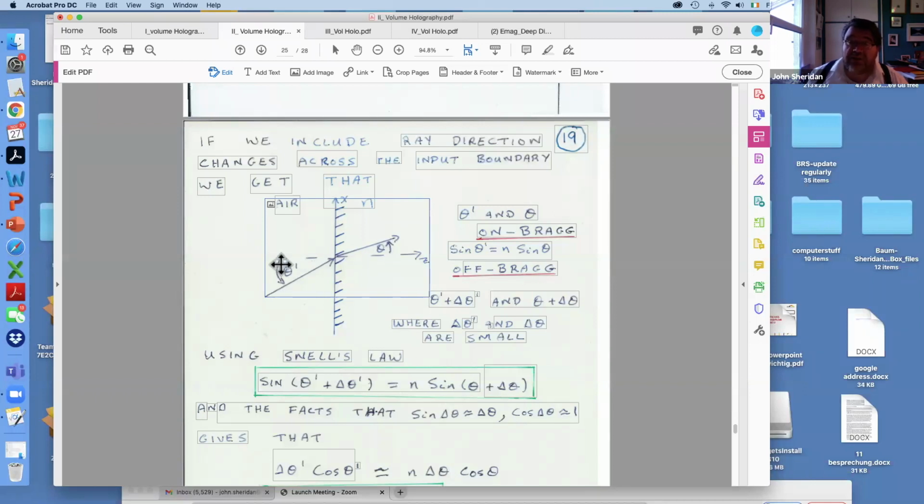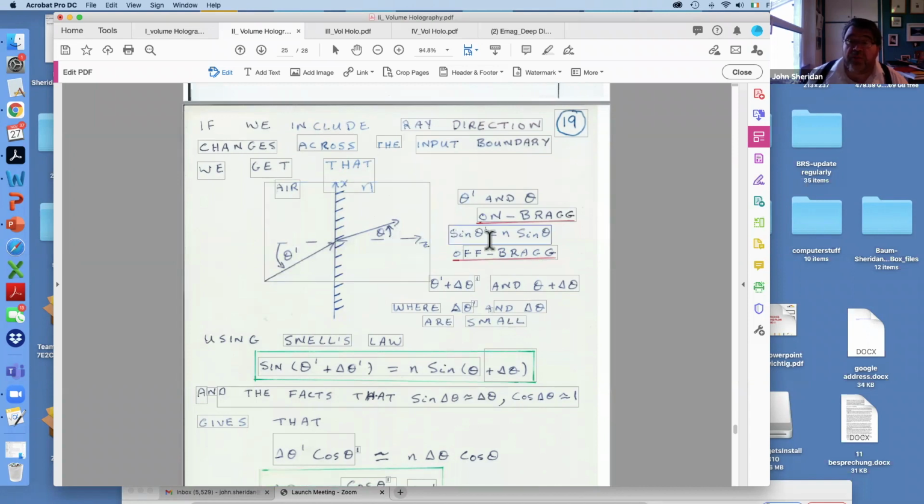But we can see also that in this case, we go from low index to high index. Changes in the angle outside are going to produce changes in the angle inside, but the changes inside are going to be smaller because we're going from a low index to a high index medium. And we've got to apply Snell's law. So we're assuming here this is air, so it has a refractive index approximately equal to 1. And so we get sine of theta prime is going to be n, the average index inside the hologram, times the sine of the angle inside the hologram.